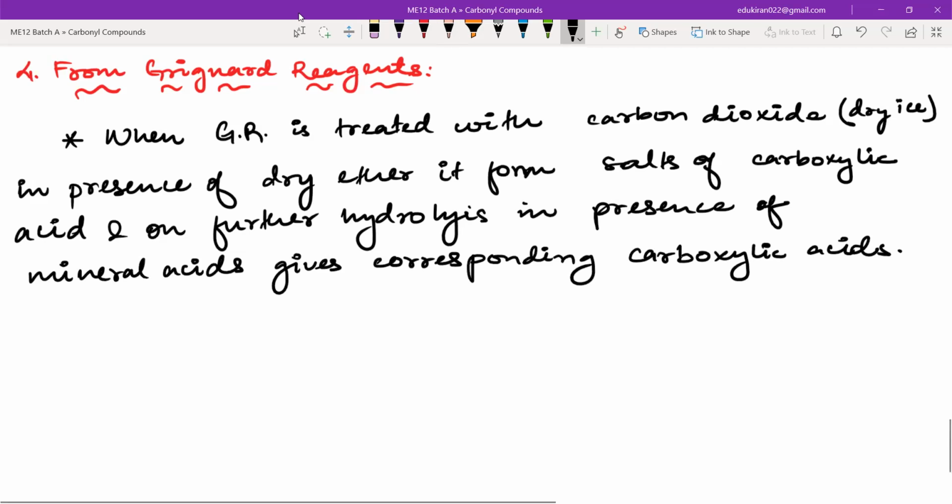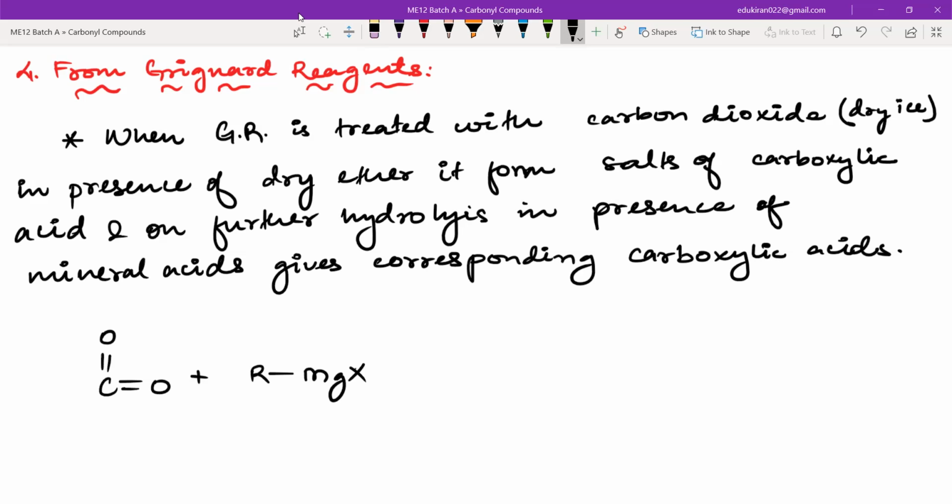Mineral acids give the corresponding carboxylic acid. Okay, so please don't try. Please see here. You have carbon dioxide, plus I will have some RMgBr, or let me write MgX. Any of the halogens will be there. This is the Grignard reagent.